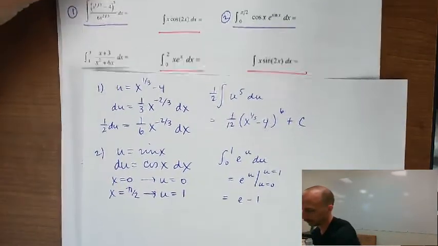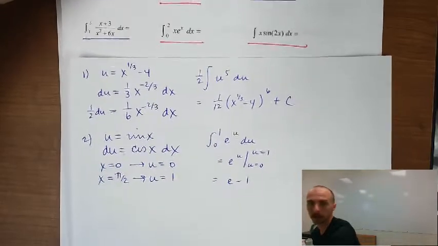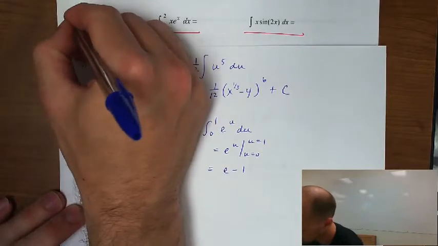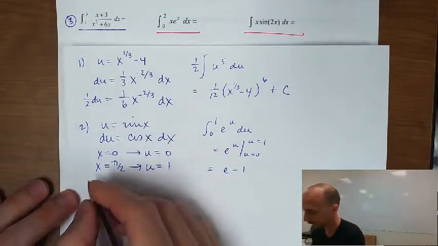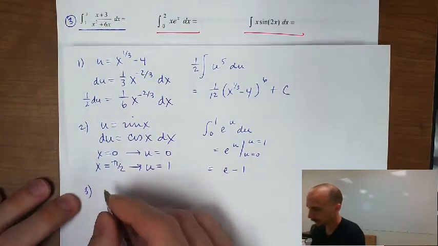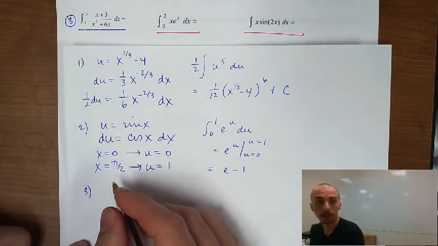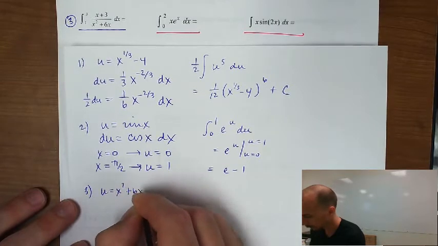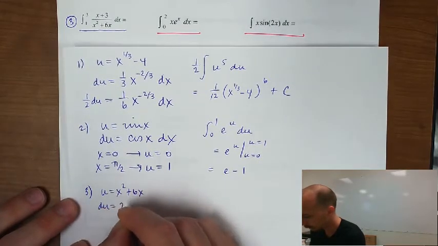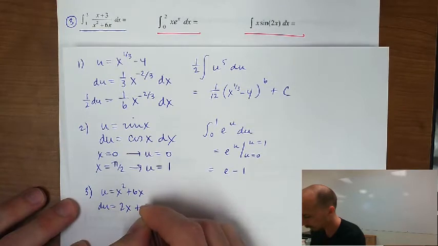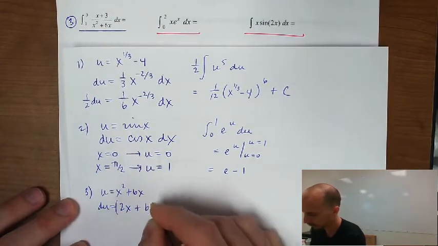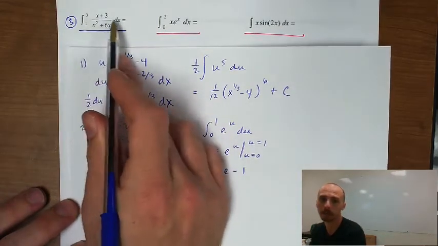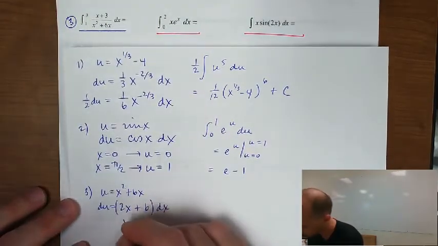Let me slide this up a little bit. And, all right. Calling that one number 3. All right, so I'm going to let u be x squared plus 6x, then du is 2x plus 6 dx. But all I have is x plus 3 dx, so I'm going to try to match that.